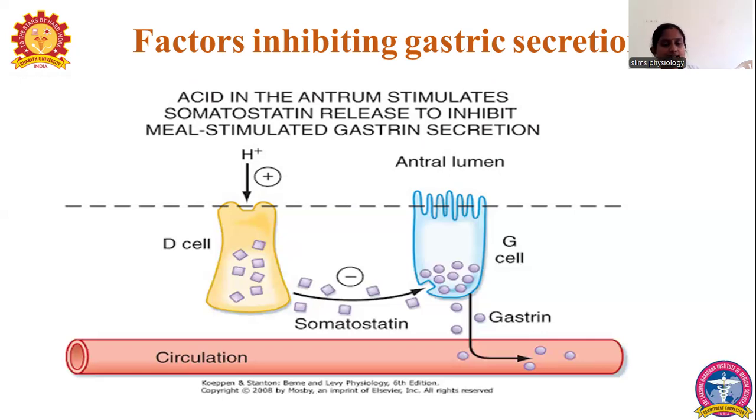Whenever the G cell activity is decreased and reduced, the release of gastrin from the G cell is also decreased. So when the gastrin level getting released from the G cell is reduced, the amount of gastrin reaching the parietal cell will also be reduced. So the stimulant for gastric secretion decreases. So the HCl secretion finally goes down.